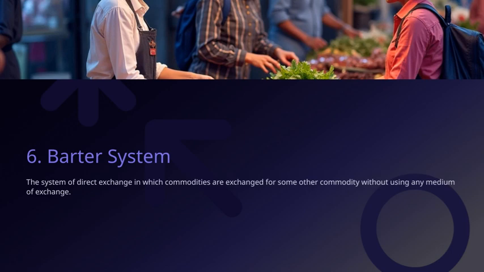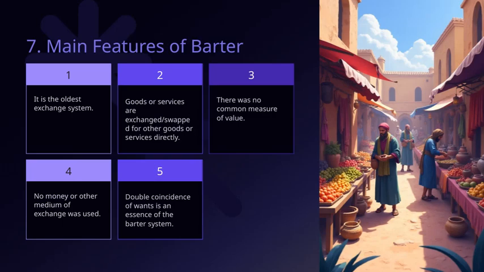So, in our overall discussion of economic systems, the barter system is a foundational concept that shows how people initially exchanged goods before the development of money and more advanced trading methods. On this slide, we see the main features of the barter system. First, there's no common measure of value, which means that goods and services weren't easily comparable or standardized. This made transactions more complicated.